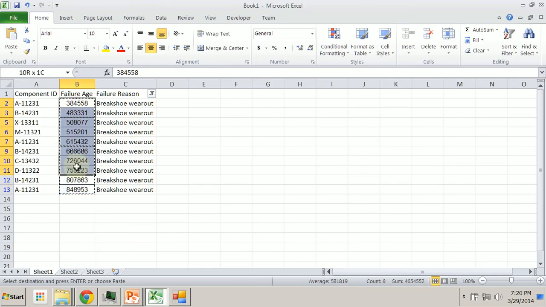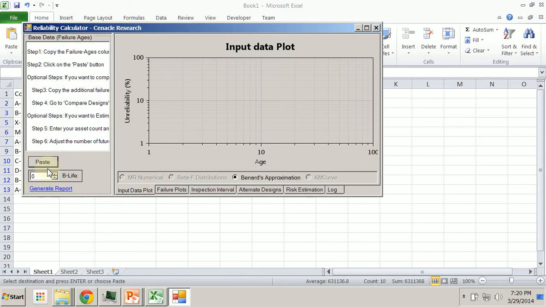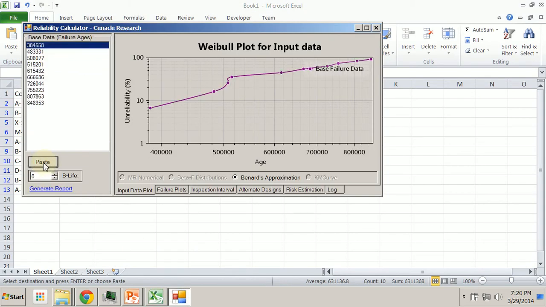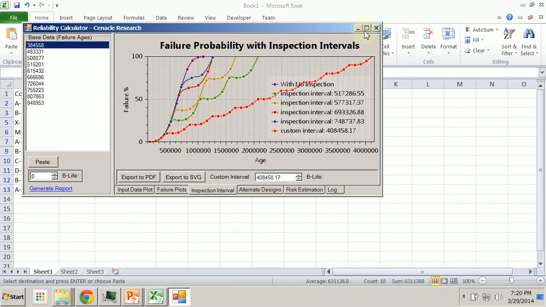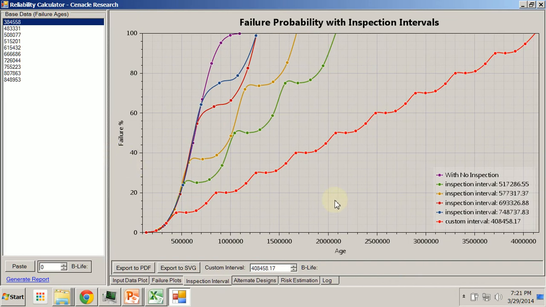Copy your failure edges and paste it into your application. And then switch to your inspection interval tab. You can see that the plot already has a couple of lines. Each line corresponds to one particular inspection interval.